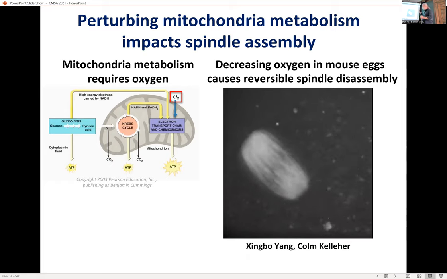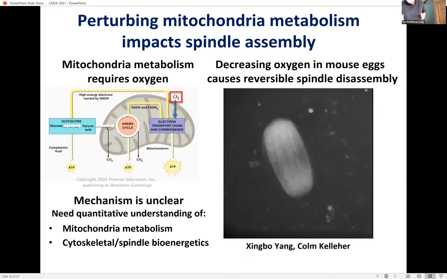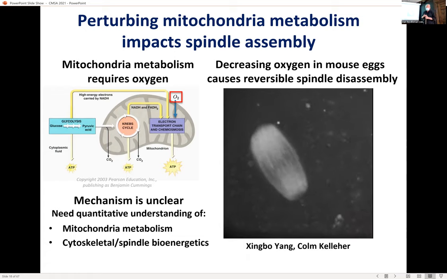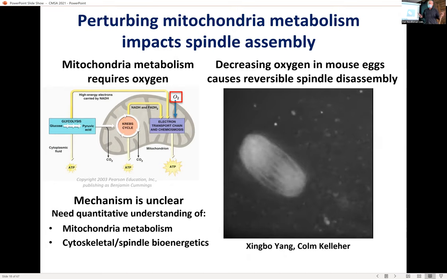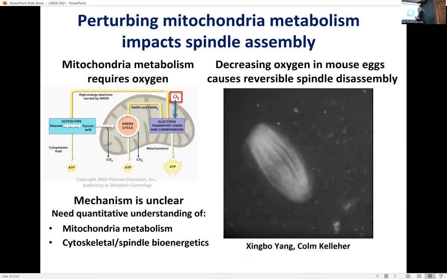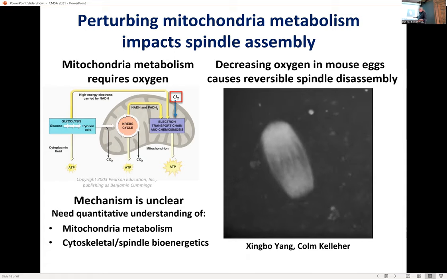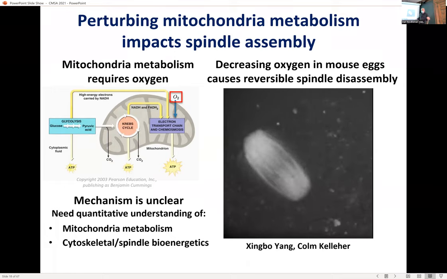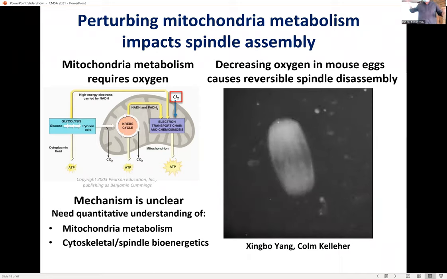Okay, so this is interesting. Or I think it's interesting. The mechanism is unclear. I would argue that to understand this, and also the larger question about whether there is a connection in reality between perturbations of mitochondrial metabolism and the spindle, the way that I'm interested in asking this question is to try to obtain a quantitative understanding of mitochondrial metabolism and a quantitative understanding of cytoskeletal and spindle bioenergetics, and then see how they're connected. And then try to go after it that way.